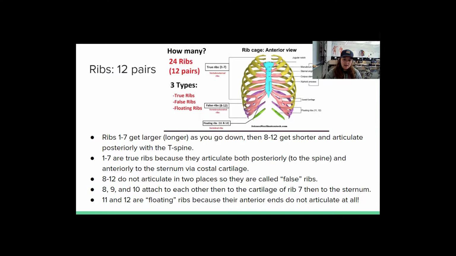Ribs 8, 9, and 10 attach to each other, as you can see here, via cartilage, and then to the sternum, they are still considered false ribs. And then down here are ribs 11 and 12, and they don't articulate with anything at all, and so that is why they're called floating ribs.